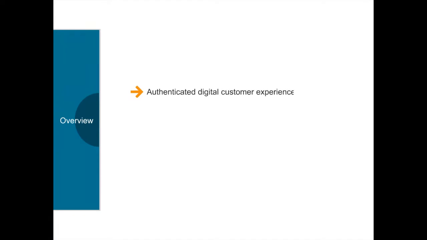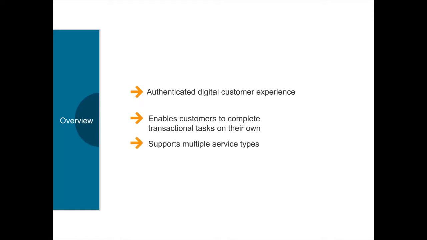DSS Transactions is an authenticated digital customer experience that customers can use to complete transactional self-service functions such as viewing and paying their bills, signing up for utility programs, and starting and stopping service. The DSS Transactions Cloud Service supports the service types defined in the customer-to-meter system. Service types are the specific types of service for which usage can be recorded and captured, such as electricity, gas, water, and wastewater.